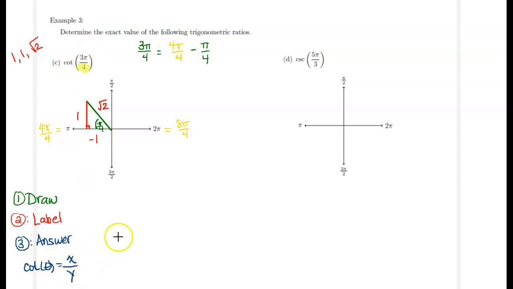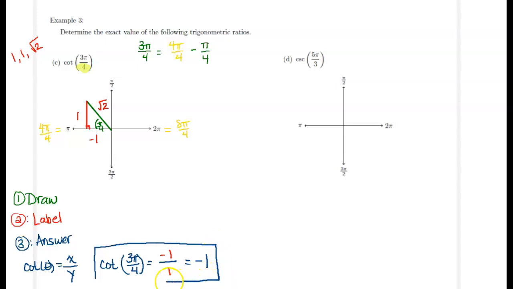So for me, what is my cotangent of 3 pi over 4? Well, let's take a look. Well, my x is negative 1. My y is positive 1. And, lucky for me, that simplifies to negative 1. So cotangent, the exact value of cotangent 3 pi over 4 is negative 1.